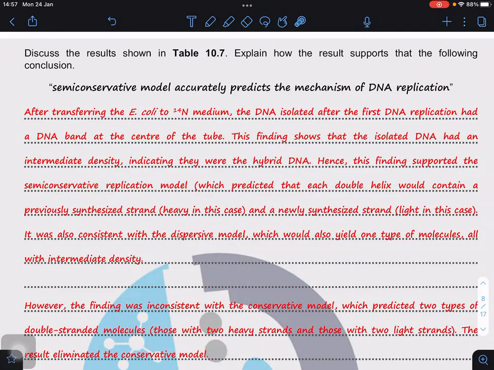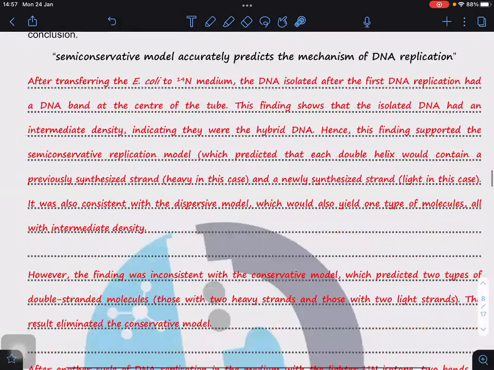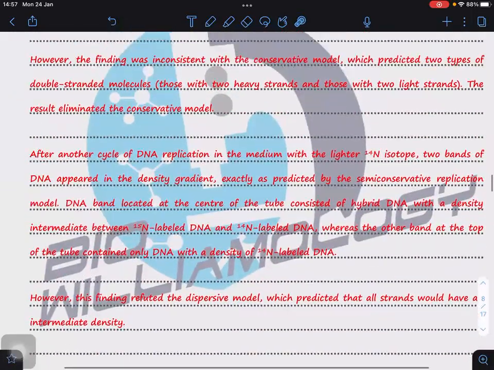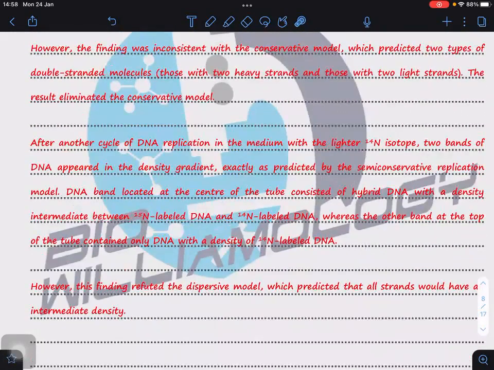So these findings support what? The semi-conservative replication model, together with the dispersive. But the finding is inconsistent with the conservative model, which predicted 2 types of double-stranded molecule. So the result now eliminated the conservative model. But at this moment, are we able to actually differentiate between the dispersive and the semi-conservative? We can't until we continue to the second generation.